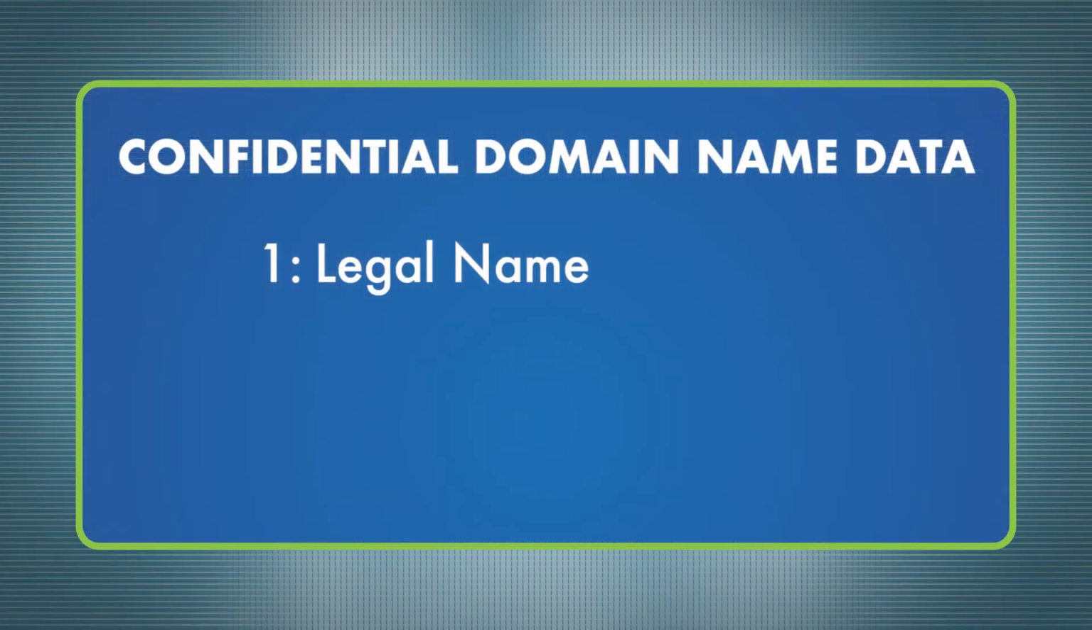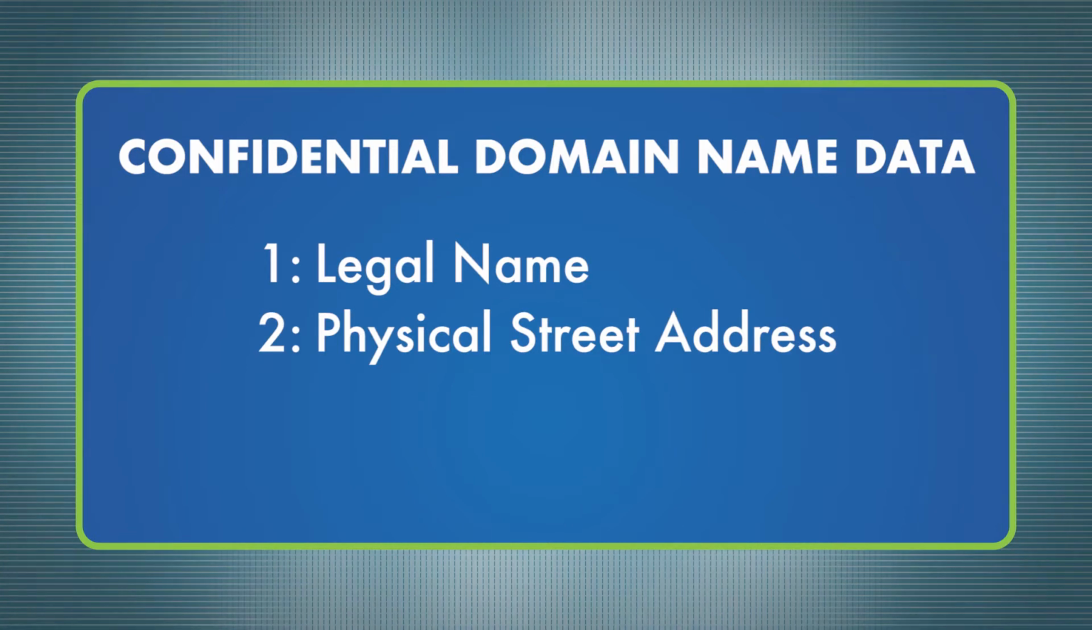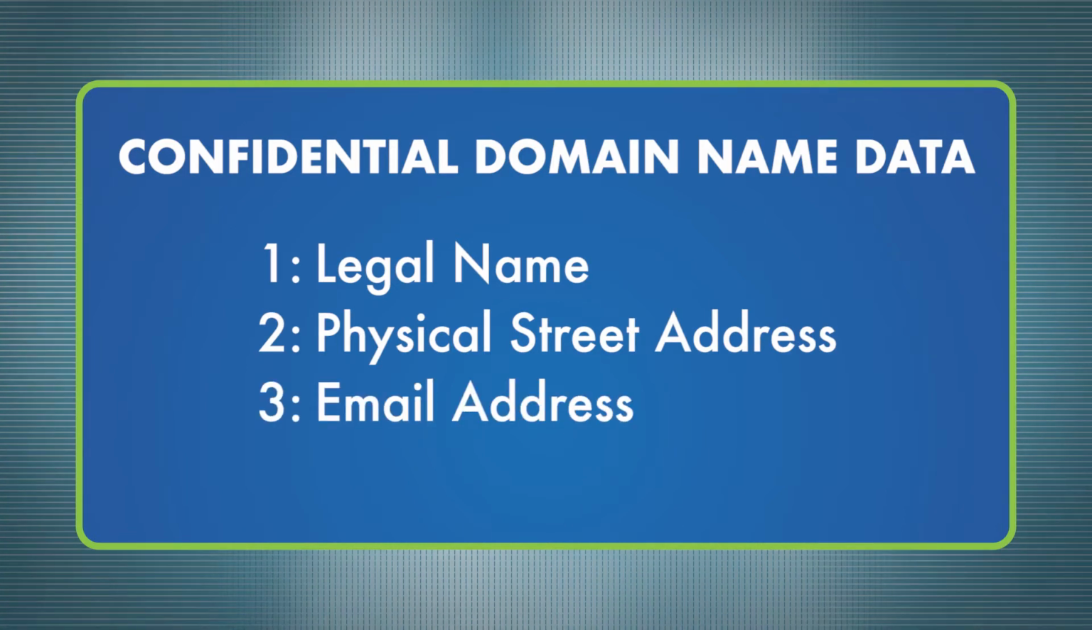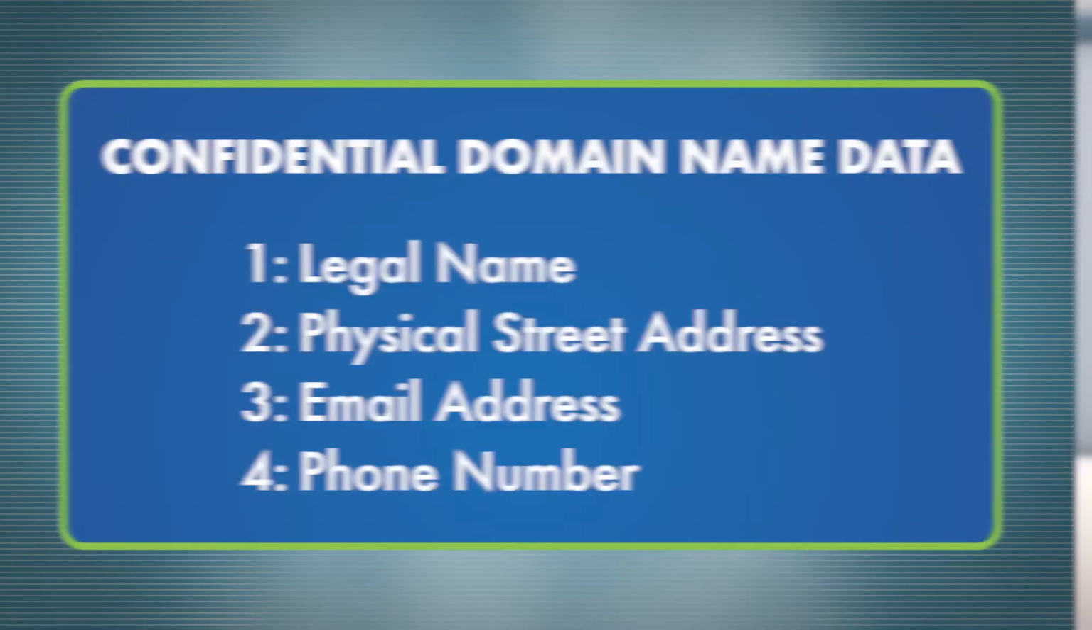When registering a domain name, personal and confidential information must be entered into the database of the ISP, including: 1. Legal name of either the individual or the entity. 2. Physical street address. 3. Email address. And 4. Phone number. This same information must also be entered into the database for the technical and administrative context for the domain name being registered.